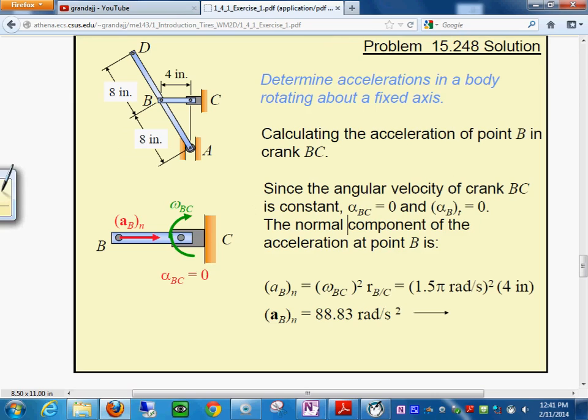So in this case, the acceleration of this point B is the acceleration of C plus the relative acceleration of B with respect to C. So in this case, the angular velocity is of BC, and it's constant. So alpha sub BC is zero, and the tangential acceleration of the point B is also zero. But the normal acceleration exists, and that is omega cross r in vector form, or in algebraic form, omega squared times r, which is what we have in here.